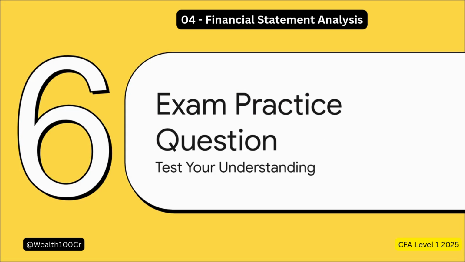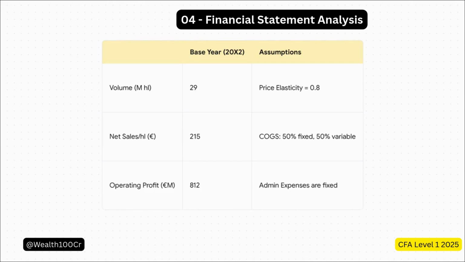Okay, you know the drill. Let's put this into practice with a quick exam-style question to make sure it's all sinking in. Okay, here's the setup. A 10% price hike from a new tax, and we're told the price elasticity is 0.8. Go ahead and pause here if you want to work it out yourself. Ready? So, a 10% price increase times an elasticity of 0.8 means your volume is going to fall by 8%.